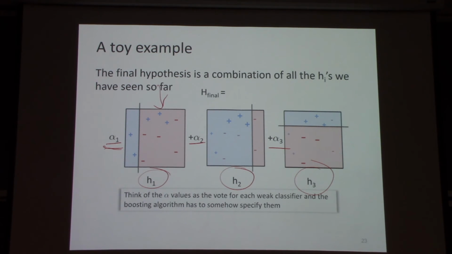Yes? How do you know how many of the weak classifiers? Oh, that's a good question. That's a hyperparameter. So anytime I come to an uncomfortable question about how do you know how many, I make it a hyperparameter. You do it till you're happy.